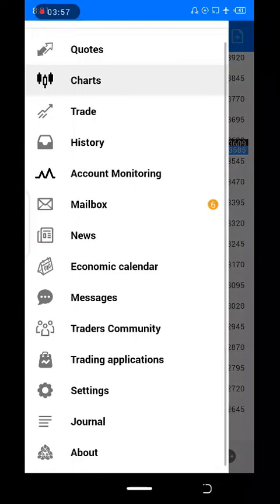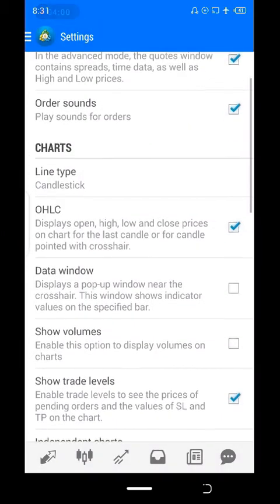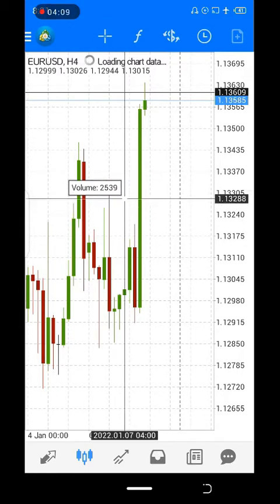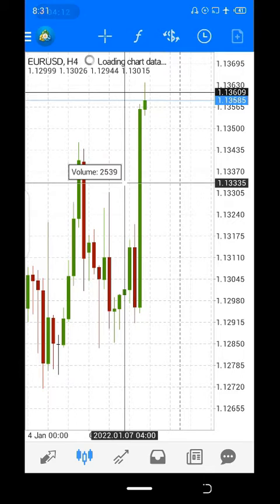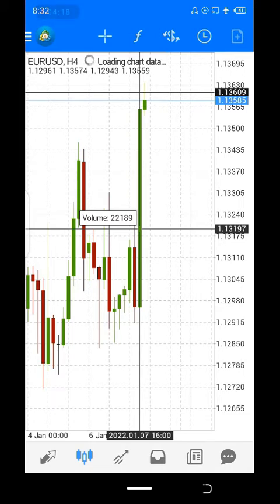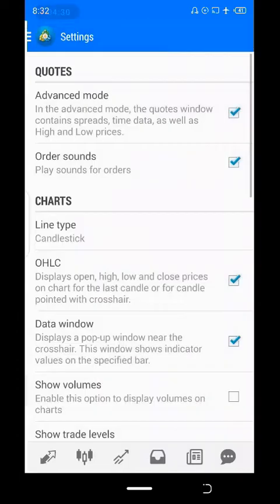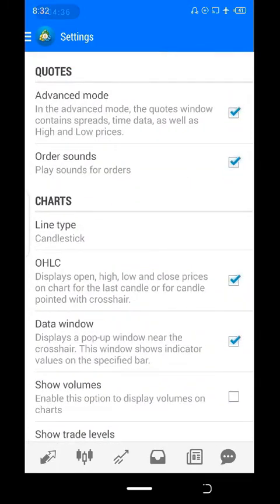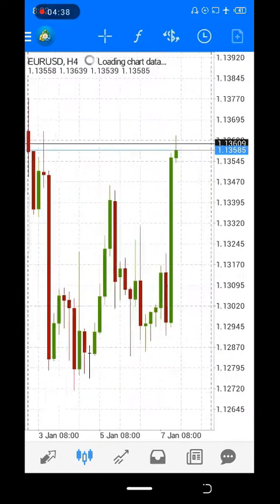So that's it. Let's go to settings and see what options we have. We have data window. When you press this plus sign, you're going to see the data window, which is this box here. It shows information to tell you that the volume traded in this 4 hour candle is 222,189 volume. So that's it about the time frame.